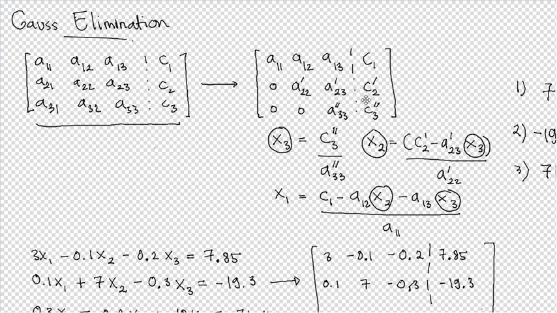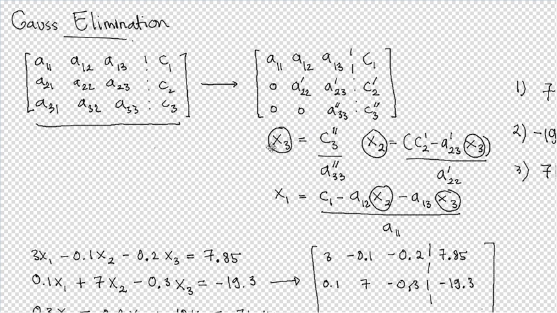So first, after we have the triangular matrix, we can find x3. If you use lower triangular, then you can find x1 first, but here I give you the example using upper triangular so that we can find x3 first. This x3 is C double prime 3 divided by a double prime 33, the coefficient of this one, which has already been changed into a double prime.